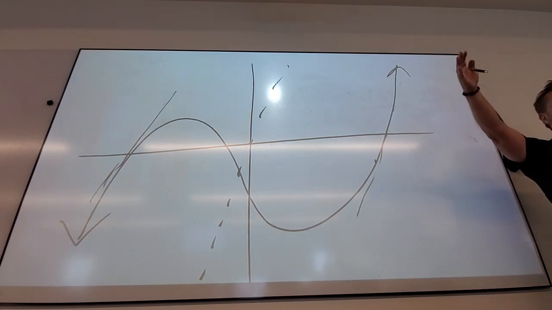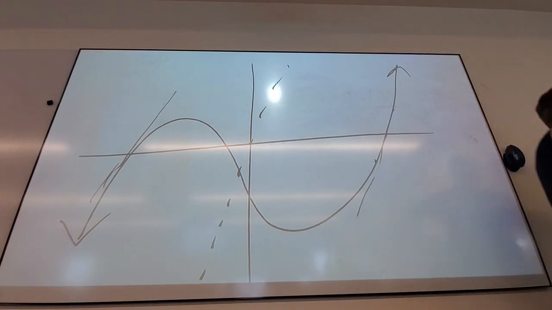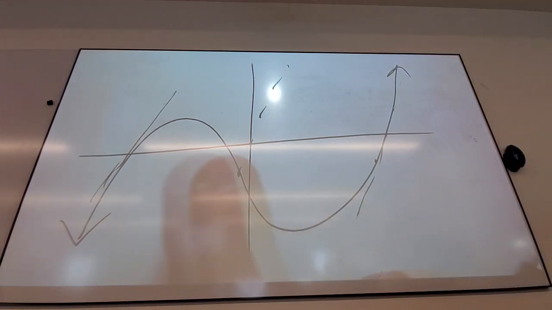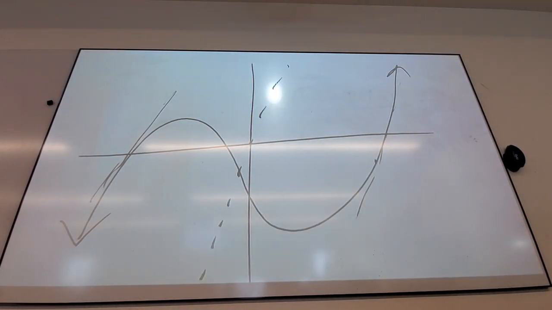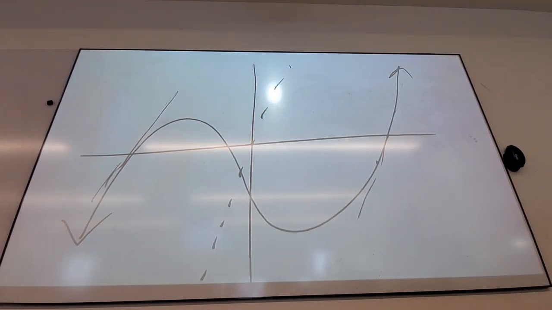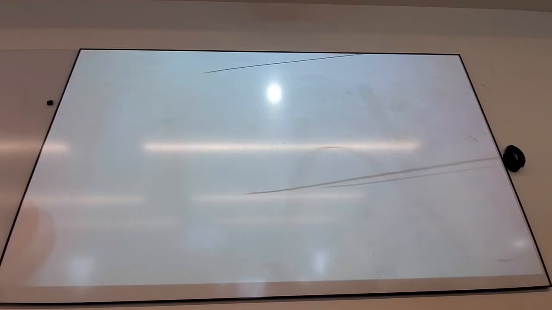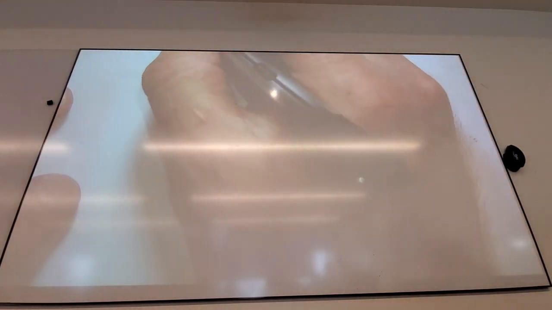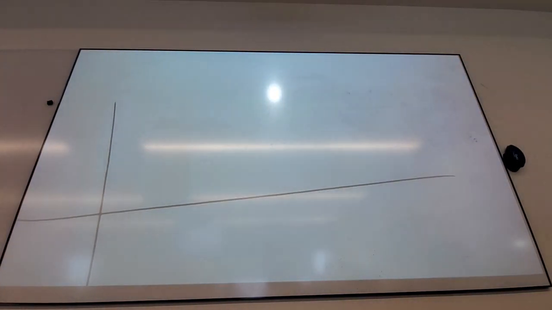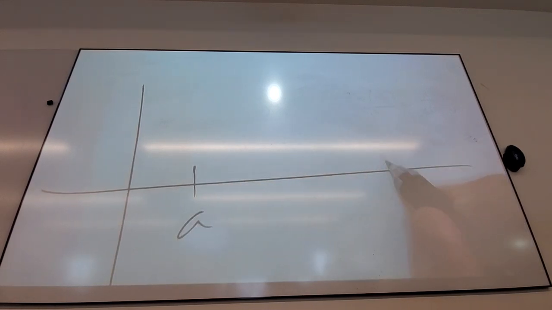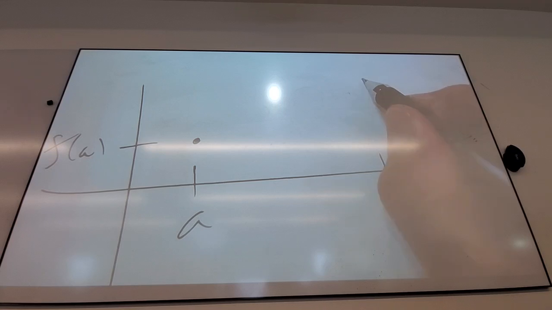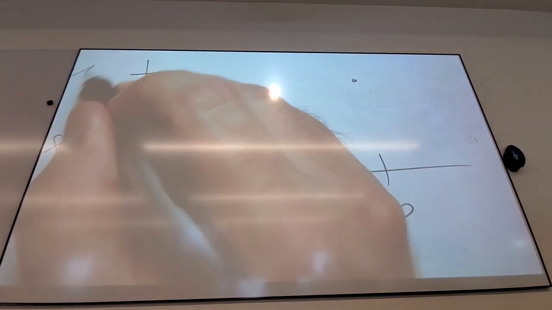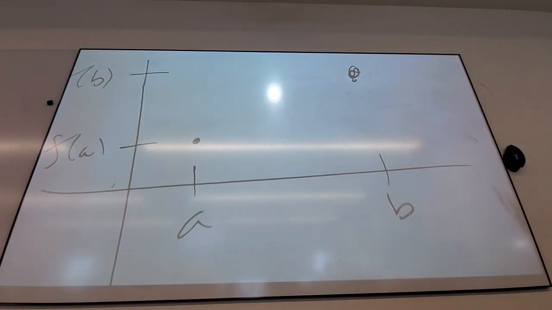So within a certain interval, this is still not quite the right idea, but we're slowly getting there. I could have multiple places that have the same slope. Yes, that only kind of makes sense. So let's really rein this in. If I live on the interval a to b, and f of a is here, and f of b is here, it doesn't really matter, but I'm just going to plot them there.